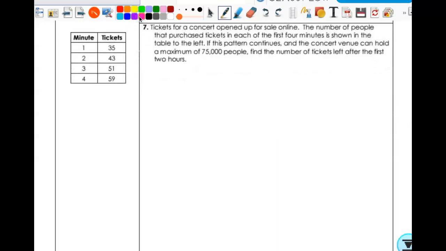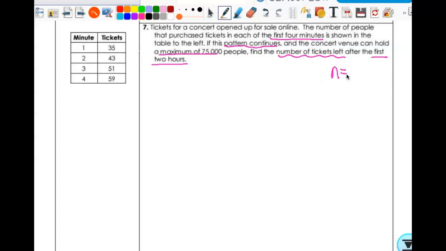Tickets for a concert opened up for sale online. The number of people that purchased tickets in each of the first 4 minutes is shown in the table to the left. If this pattern continues and the concert venue can hold a maximum of 75,000 people, find the number of tickets left after the first 2 hours. Okay? So in order to find the number of tickets left after the first 2 hours, what do I need to find first? How many were sold in the first 2 hours? That makes sense? Okay.